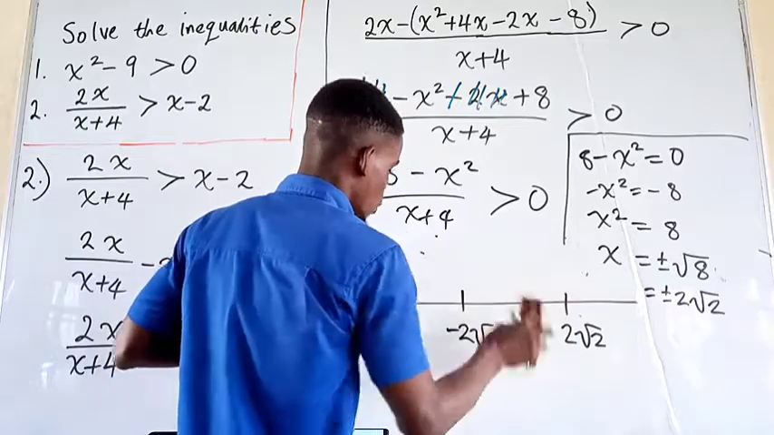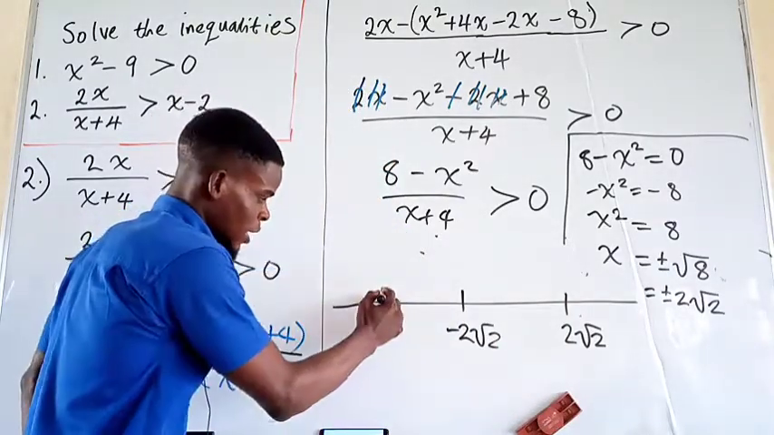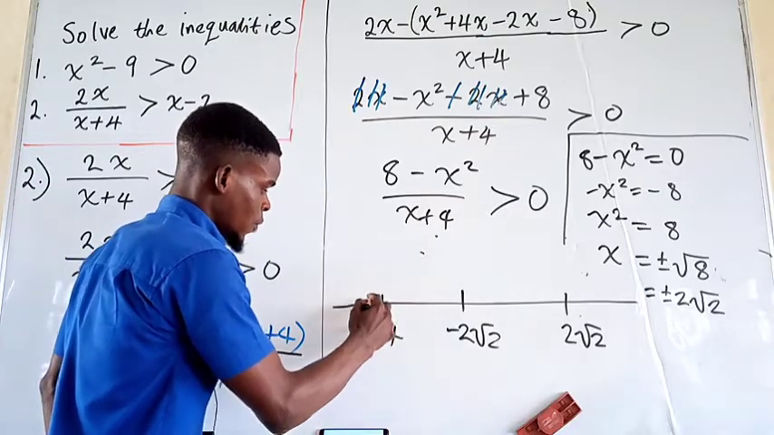So because of that, we will exclude negative 4. And negative 4, good enough, lies on the left-hand side of negative 2 root 2. So this is just negative 4.